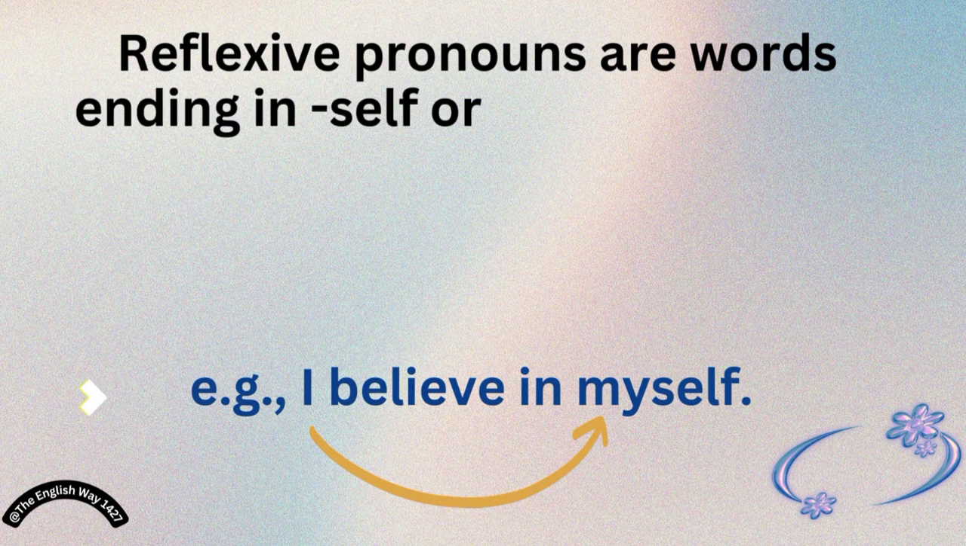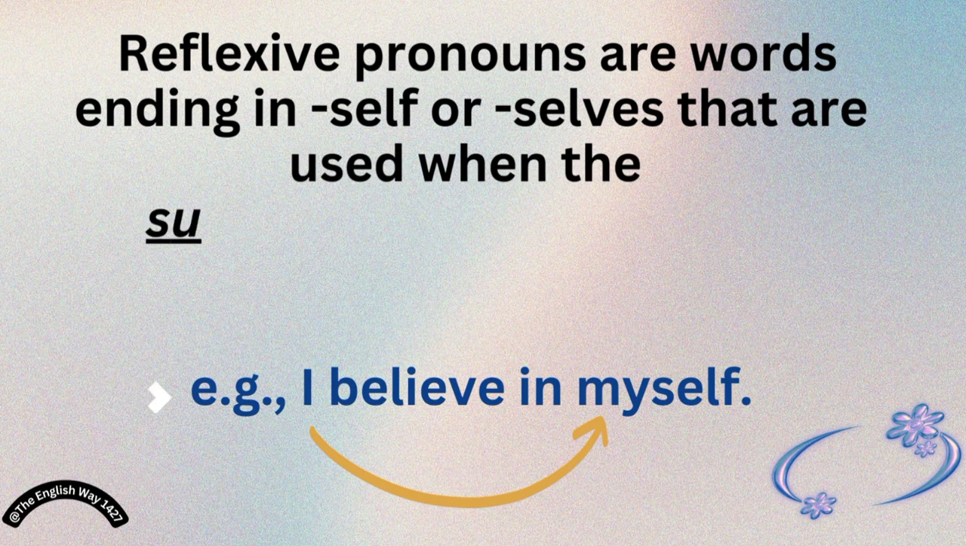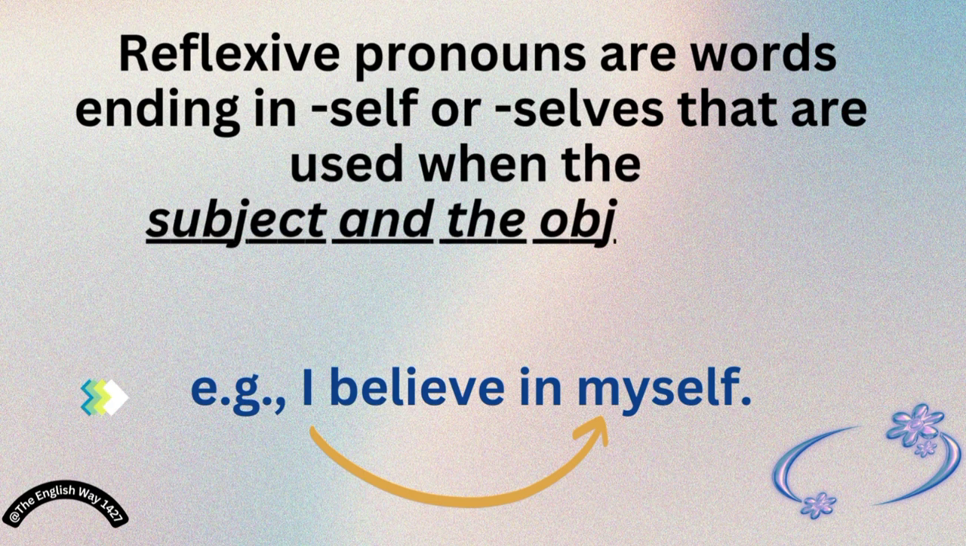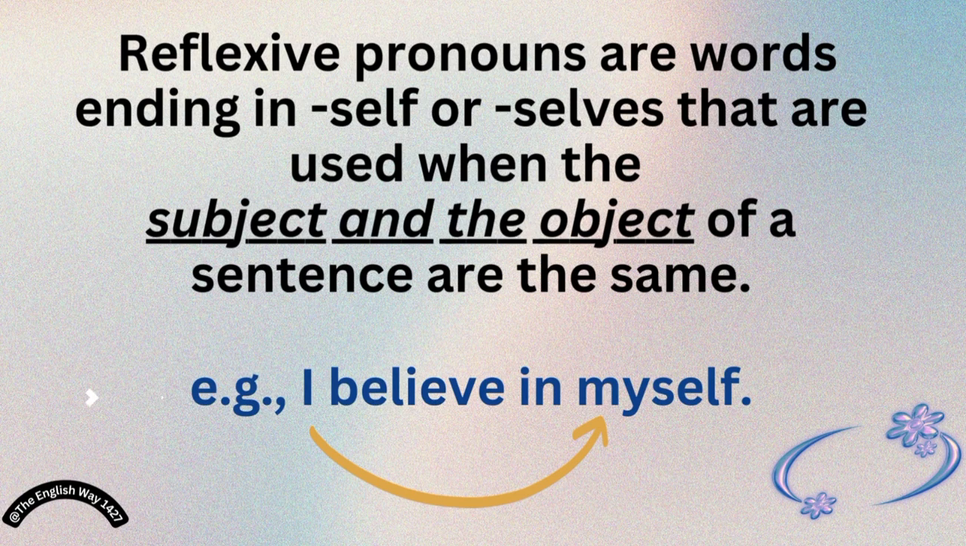Reflexive pronouns are words ending in self or selves that are used when the subject and the object of a sentence are the same. We have an example: I believe in myself. You can see in this example, the subject and the object of the sentence are the same.